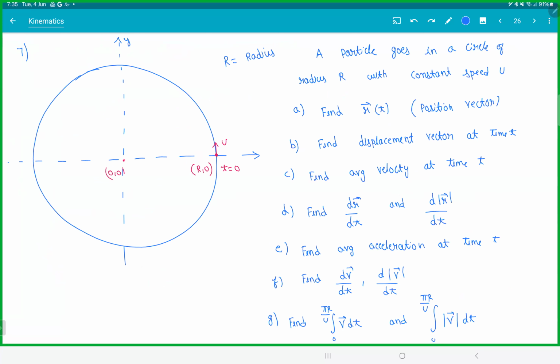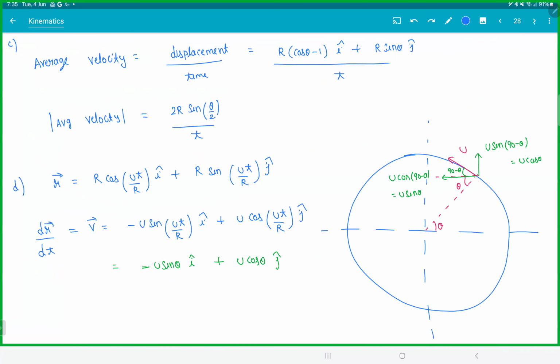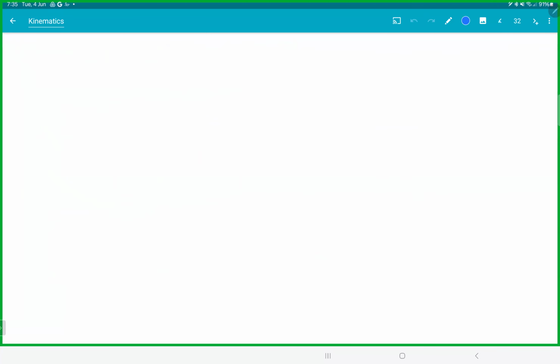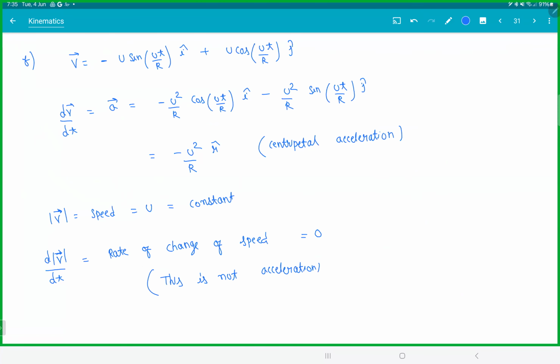Say the particle is going in a circle with a constant speed here. If the particle had been increasing speed in a circle, then you would have got it. Imagine a car going in a circle with increasing speed, like a car race. In that case, d mod v by dt won't be 0. Clear with this, everyone? Any doubts on this?